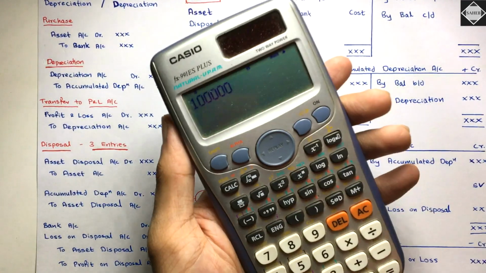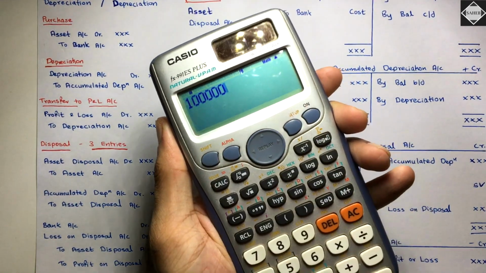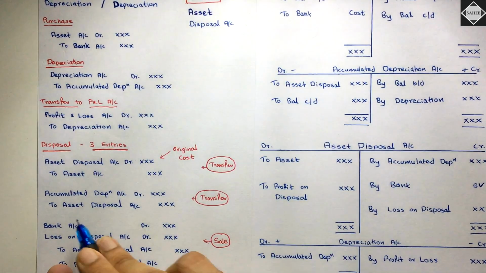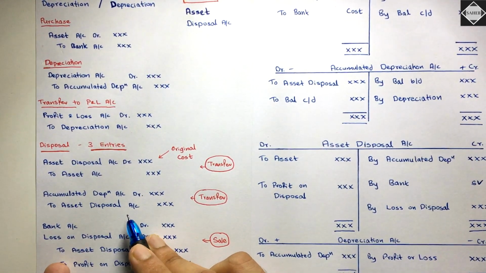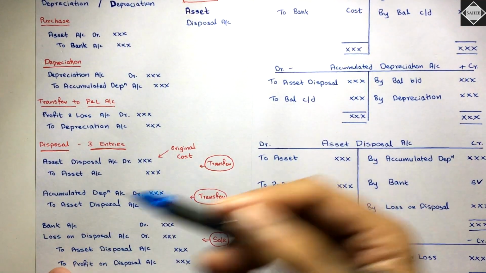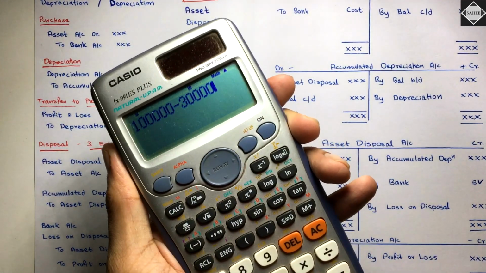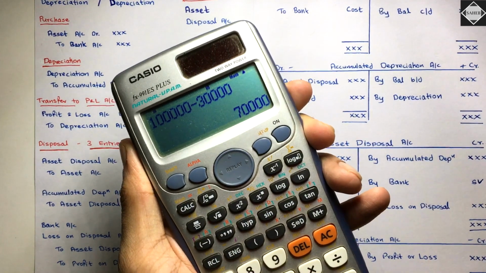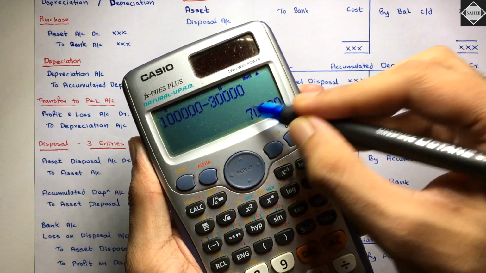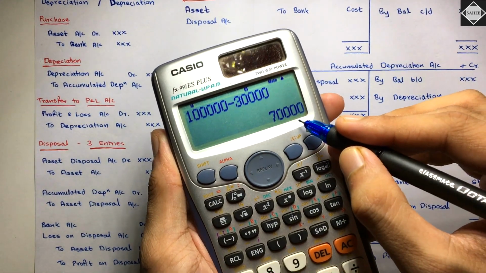Now what is happening mathematically behind this accounting picture? 1 lakh you have taken to asset disposal, so asset disposal increased by 1 lakh. Then you have credited the asset disposal by 30,000, the accumulated depreciation of 3 years. So minus 30,000. Behind this accounting picture, the asset disposal will be at its WDV of 70,000, the book value, the carrying value. Is that clear? Do you understand this?